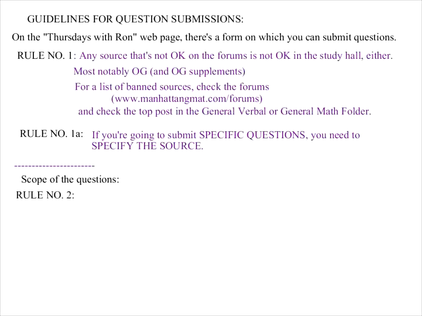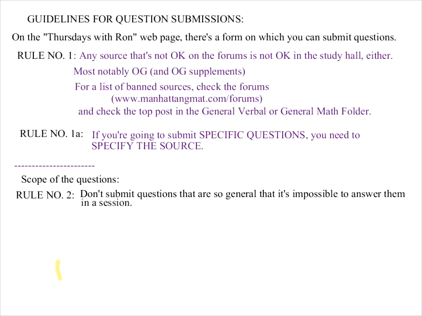On the scope of the questions, rule number 2: don't submit questions that are so general that it's impossible to answer them in a session. Let me give you an example. One of today's question submissions was the following. Let me give you 2 examples. One person submitted the following question: Please explain complex geometry.